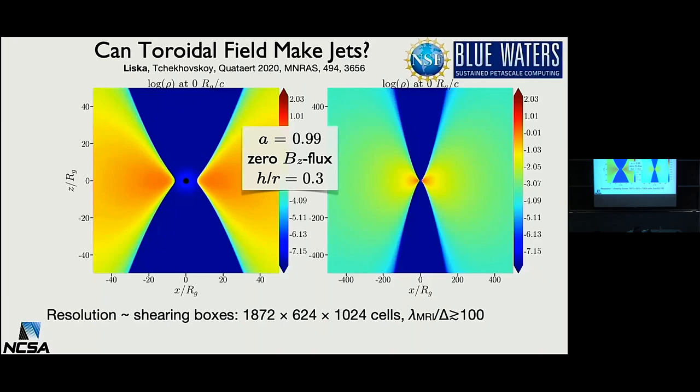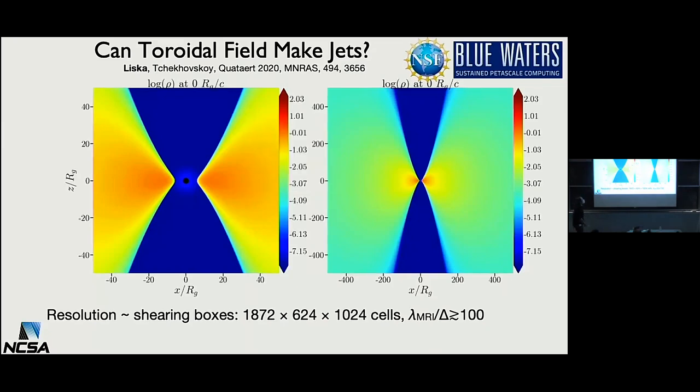The spin is nearly maximum, 0.99 of the maximum spin. No vertical magnetic field, as I said. And the disk is pretty thick. H/R is actually 0.3, but it's a log, so it looks thicker than that. All right, let's get going.